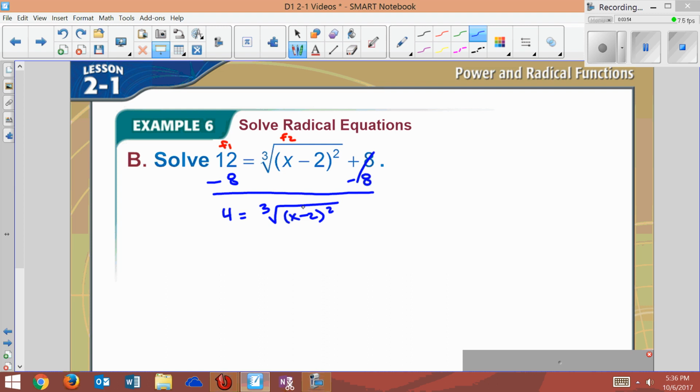Now this is a little bit trickier to get rid of. What we need to do is to get rid of a third root, you need to know how you can rewrite that, and that would be rewritten as x minus 2 to the power of 2/3. So how do you get rid of something to the power of 2/3? You raise it to the 3/2. So I'm going to raise this all to the 3/2.